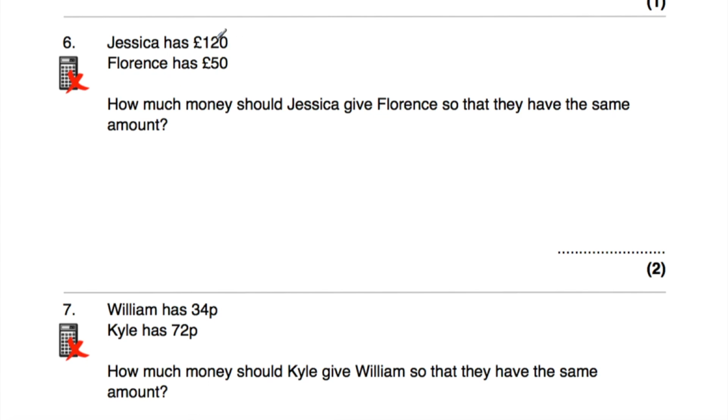One approach is to work out the difference between the amounts of money that they've got. If Jessica's got £120 and Florence has got £50, 120 take away 50 is equal to £70. That means that Jessica has got £70 more than Florence. Now, if she gives half of the extra to Florence, then she will have the same amount. So 70 divided by 2 is equal to £35. If Jessica gives Florence £35, they'll both have the same amount. And let's just check that. So she should give her £35.